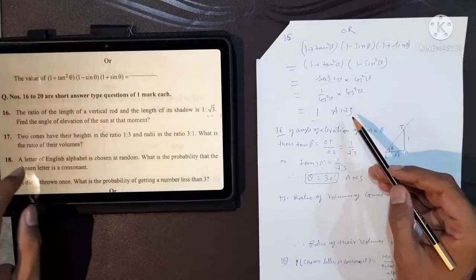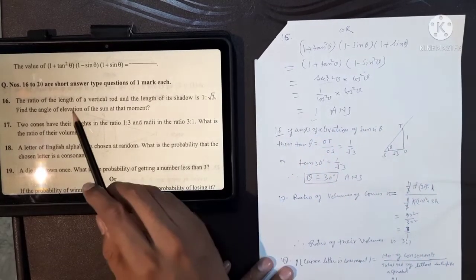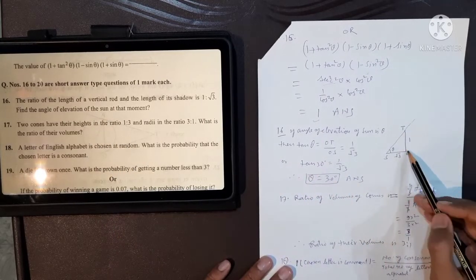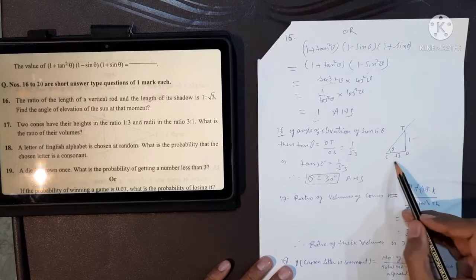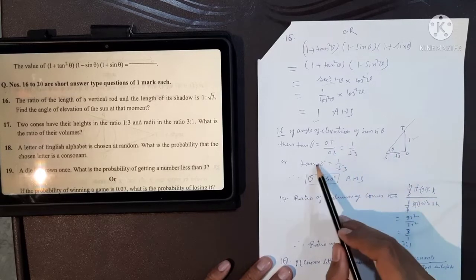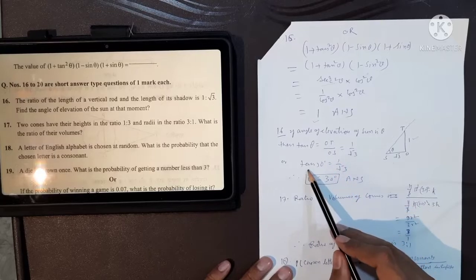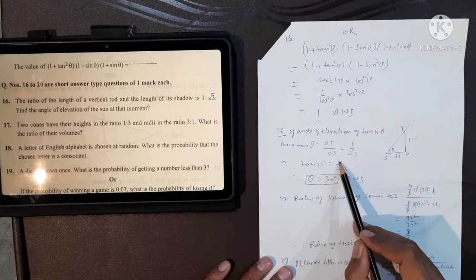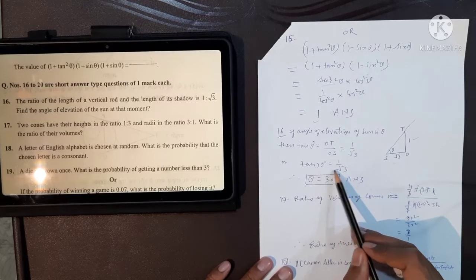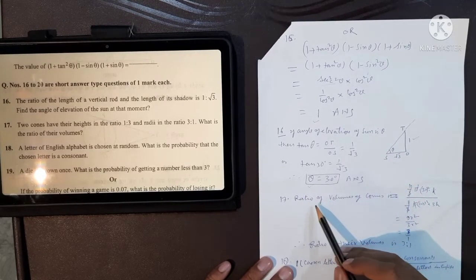For question number 16, we have to find the ratio of the length of a vertical rod and the length of its shadow, which is already given. This is the length of the rod and this is the shadow. By the tan formula, tan theta is perpendicular upon base. So tan theta is equal to 1 by root 3, and we know that tan 30 is equal to 1 by root 3, so theta is 30, which is the answer.